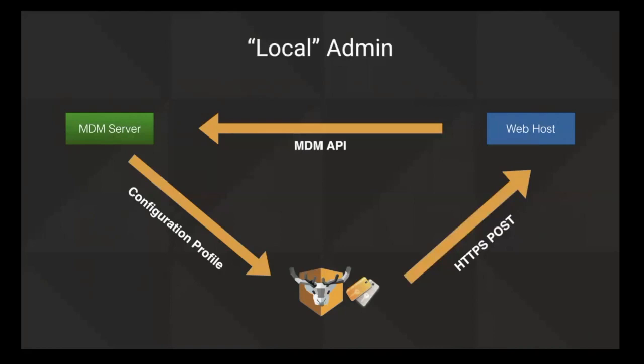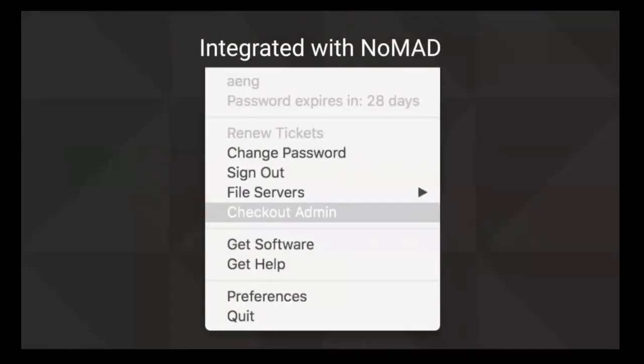So this is part of our long-term thinking in just where can we do more with directory services without needing directory services. And so in this case, we're excited to be leveraging MDM for this functionality without necessarily having to reinvent the wheel, create our own network protocol or anything else like that. We integrated in with NoMAD, so there's a checkout admin function right here in the menu. This does everything under the covers. All the user knows is that about 30 seconds later, they're an admin on the machine. And then 5 minutes later, or whatever admin defined time, they cease to become an admin.